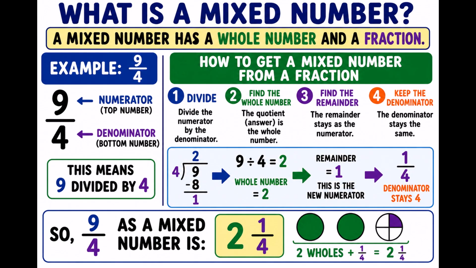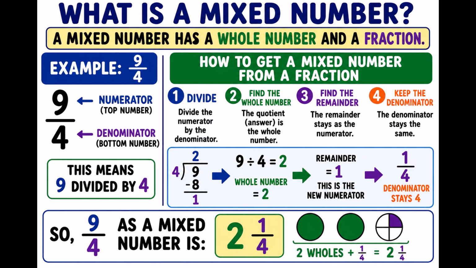The remainder becomes the new numerator. The remainder is 1. And let's not forget, step 4, we're going to keep the denominator the same. So the denominator, just like in the improper fraction 9/4, stays 4. So that means the improper fraction 9/4 equals the mixed number 2 and 1/4.